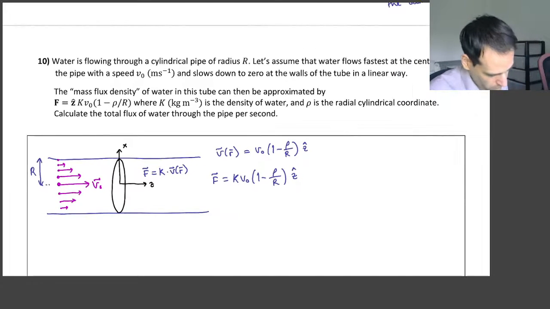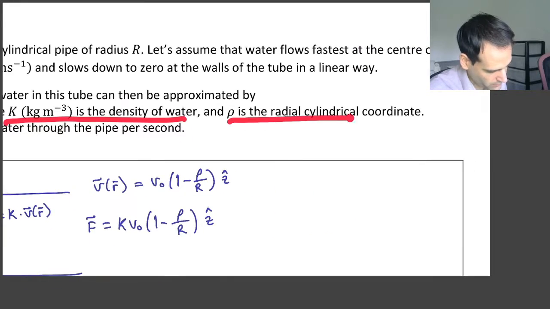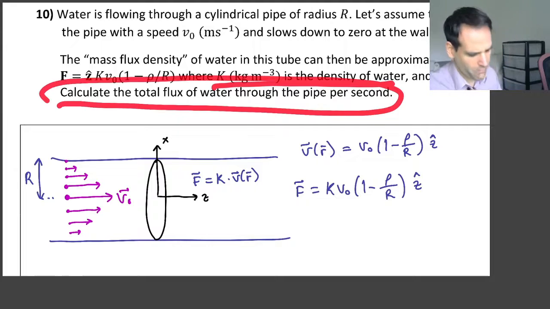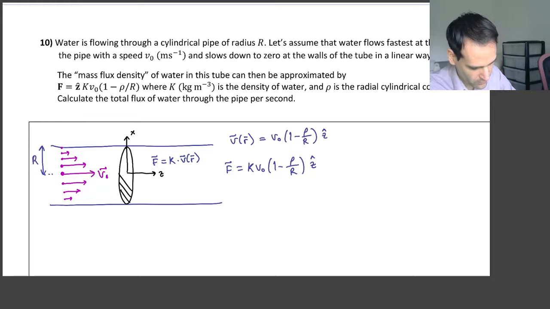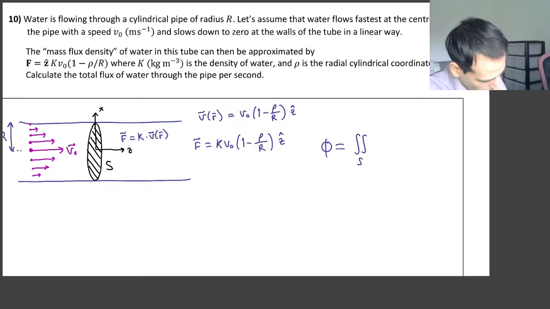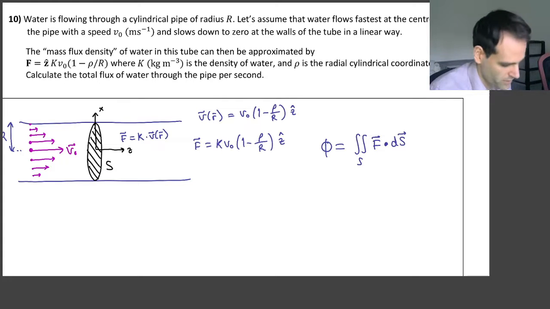Very good. So as you see here, I'm saying k is the density of water and rho is the radial cylindrical coordinate. Calculate the total flux of water through the pipe per second. So we need to calculate the total flux through a surface like this one. Okay? So how do we do that? So the total flux will be equal to the surface integral of F dot dS vector. Okay, that will be the flux integral that we need to calculate.